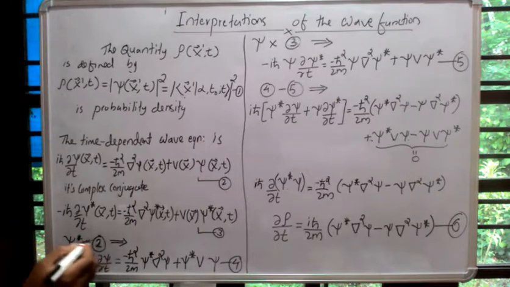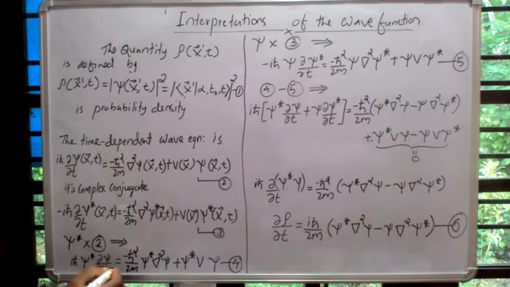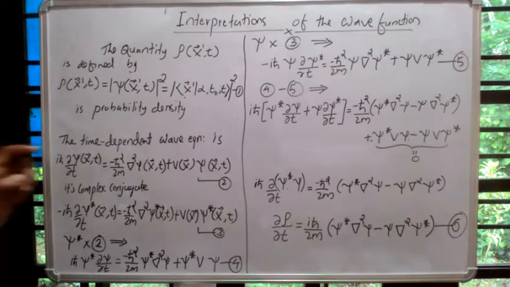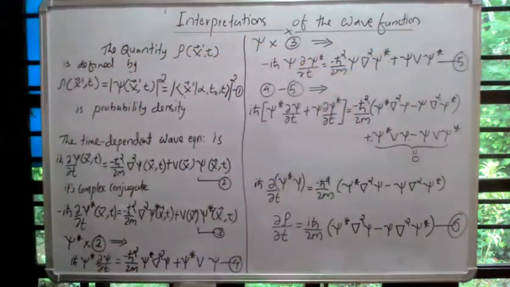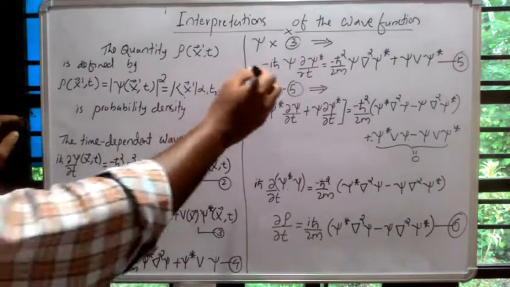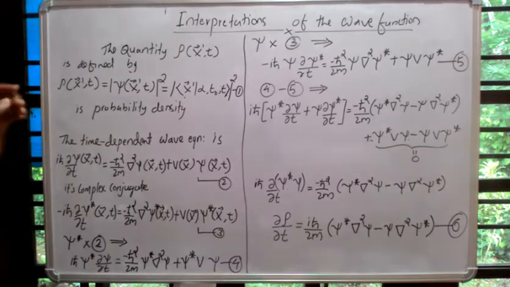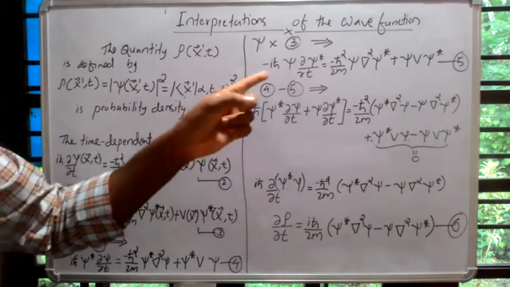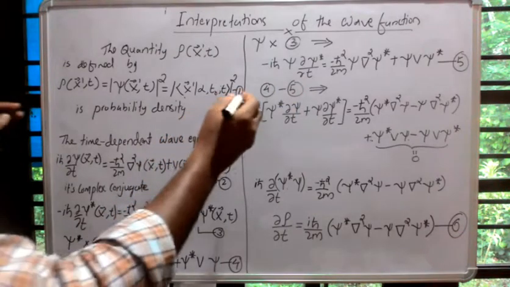Let me multiply equation 2 with psi star. We will get i h cross psi star dou psi over dou t equal to minus h bar square over 2m psi star del square psi plus psi star v psi. Similarly, we need to multiply equation 3 with psi and we will get equation 5. Okay, we need a subtraction now to manipulate to get this equation for dou rho by dou t. So we need to subtract equation 5 from equation 4.